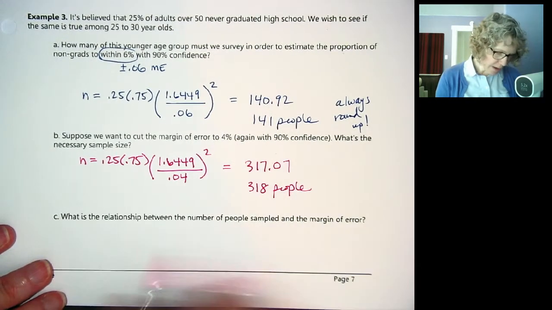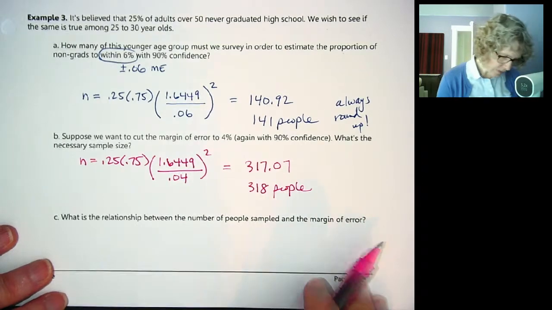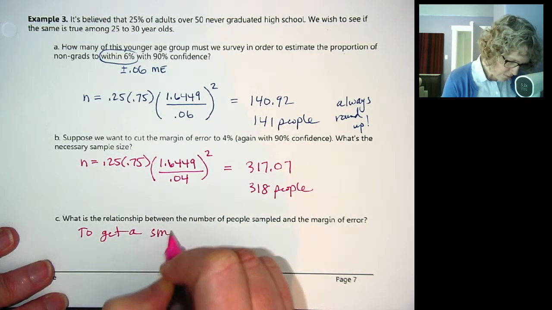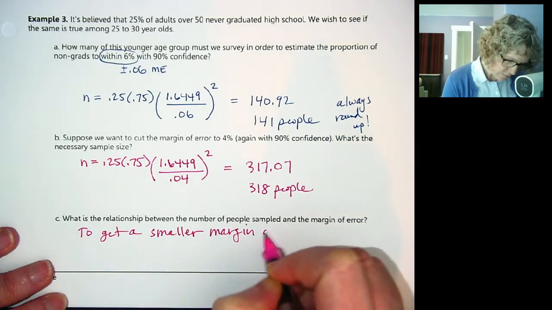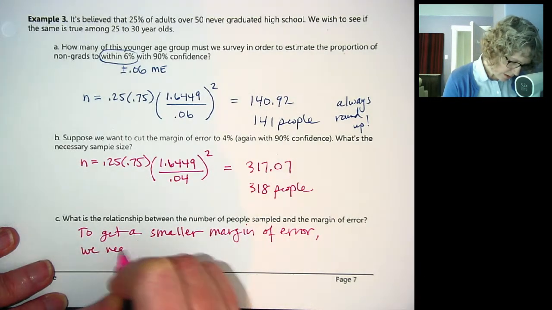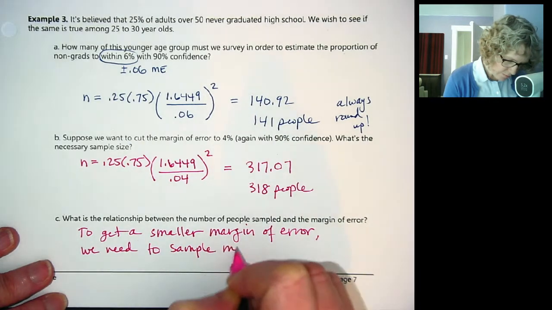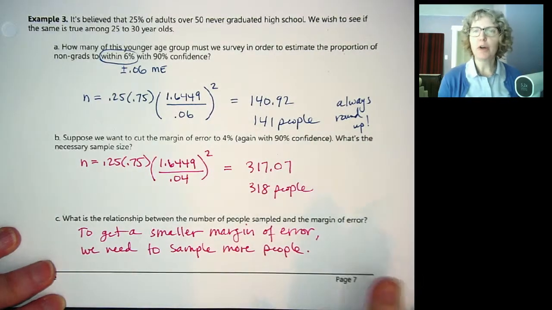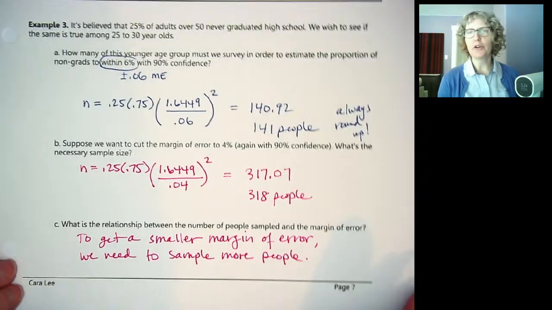So let's summarize that. What's the relationship between the number of people sampled and the margin of error? To get a smaller margin of error, we need to sample more people, or more auto parts, or whatever they are. We need a bigger sample size to get a smaller margin of error.